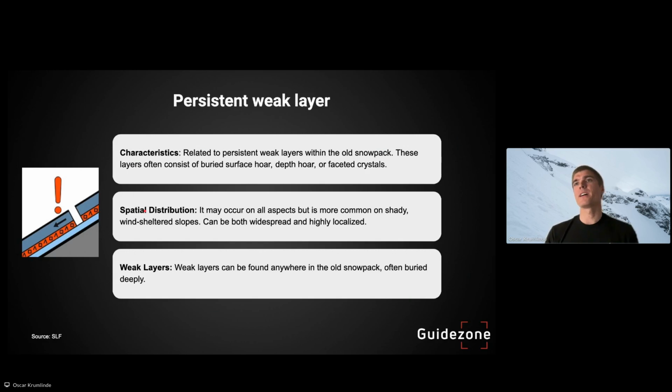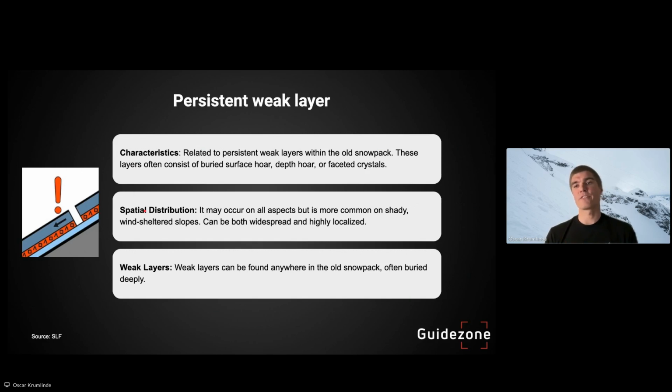Moving on to the third avalanche problem, we have persistent weak layer. So this is related to some persistent weak layers within the old snowpack. These layers often consist of buried surface hoar, depth hoar, or faceted crystals. I won't go into details about these, but most people are familiar with surface hoar, maybe not by the name, but these are those shiny, delicate crystals that form on the snow surface after a cold and clear night. Very common, especially for northern Sweden. They're very large, and you can really see them in the morning when the sun starts shining.